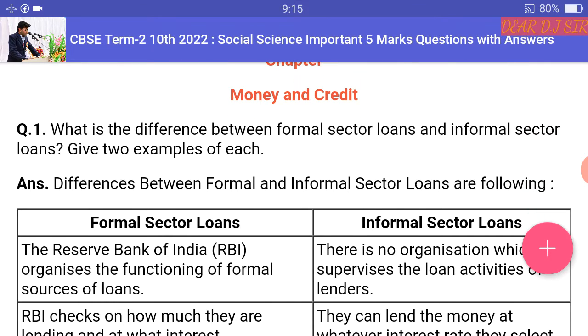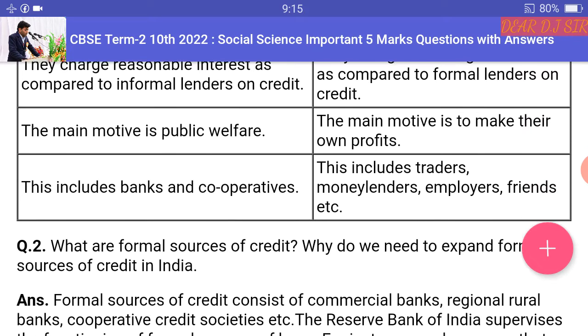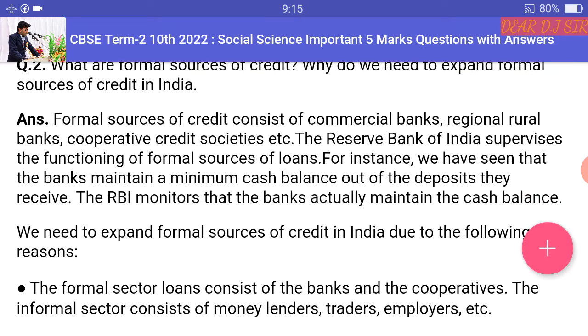Now here the questions from the chapter Money and Credit. What is the difference between formal sector and informal sector loans? Give 2 examples of each. Here the question number 2. What are the formal sources of credit? Why do we need to expand formal sources of credit in India?